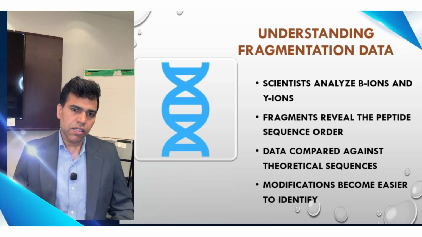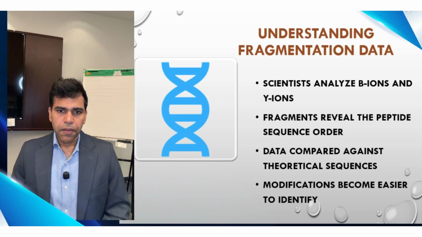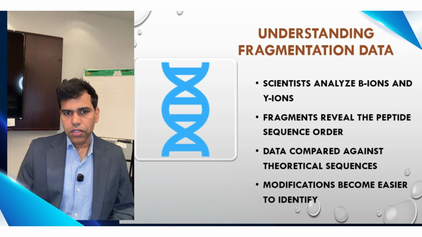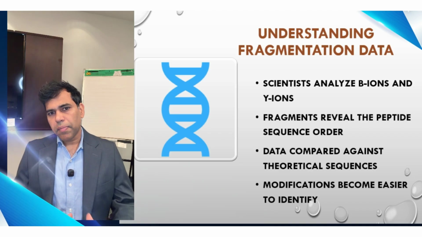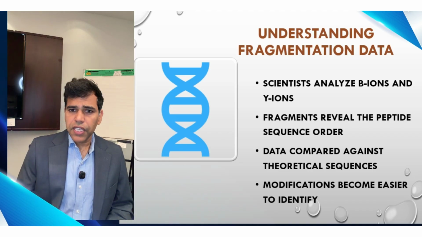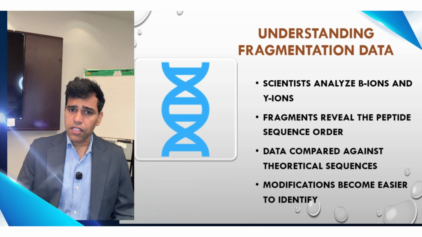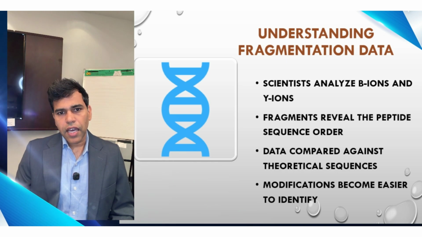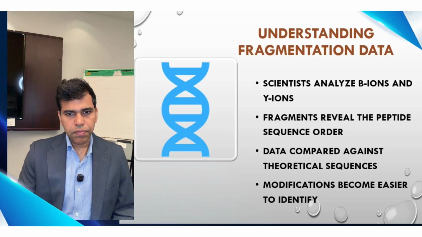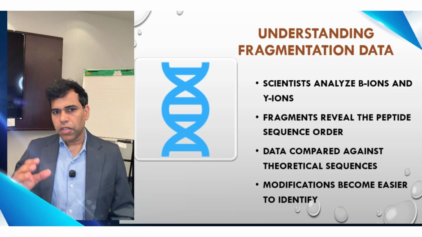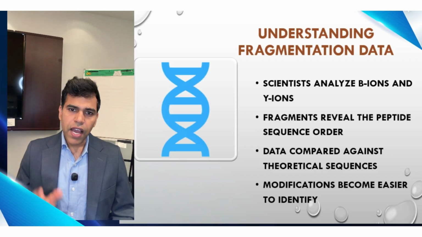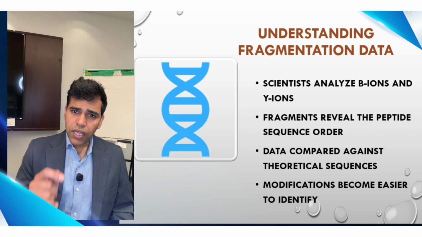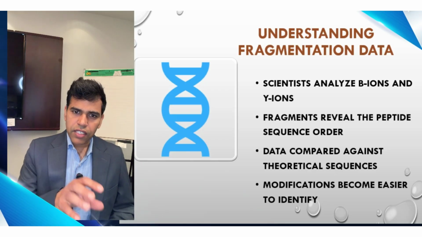Understanding fragmentation data. This is a little bit more complex. The fragmentation data itself, b ions and y ions, is where the sequence gets reconstructed. Each ion type carries directional information. b ions read from the N terminus forward, y ions from the C terminus back. Together they triangulate the sequence.